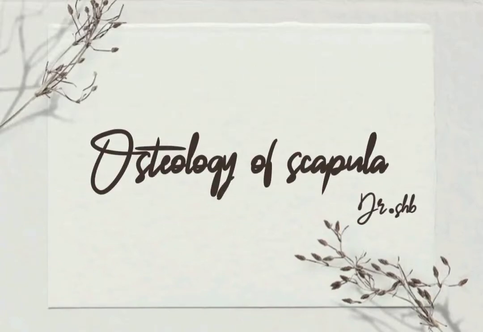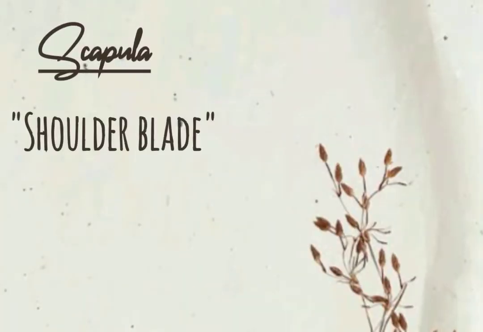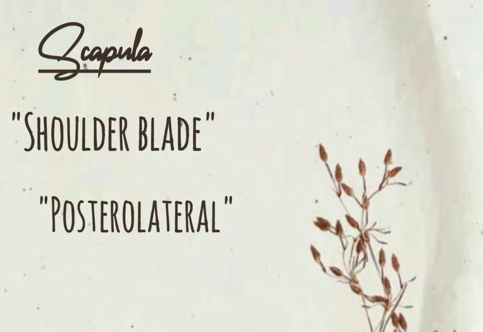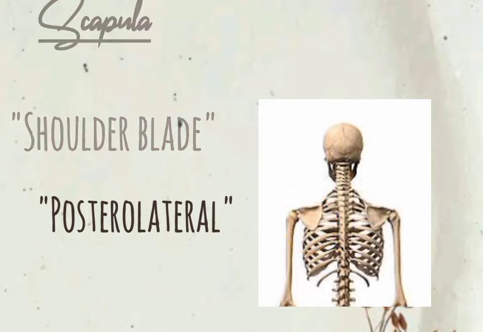Welcome back to my channel The Mat Corner, and today we are going to be discussing the osteology of the scapular bone. So let's begin. The scapular bone is often called the shoulder blade, which is a thin bone placed on the posterior lateral aspect of the thoracic cage. As you can see, it is located on the posterior side, that is the back side, and the lateral aspect, which means away from the midline of the body.